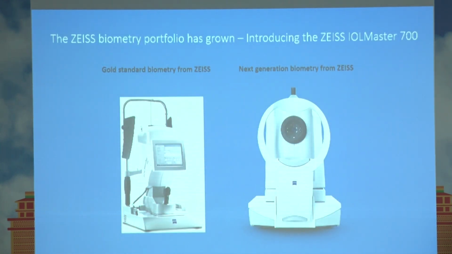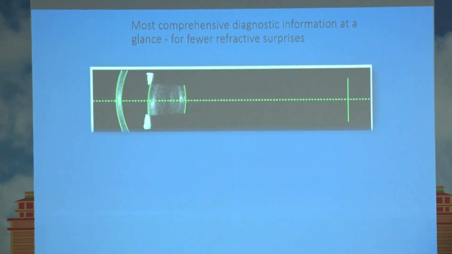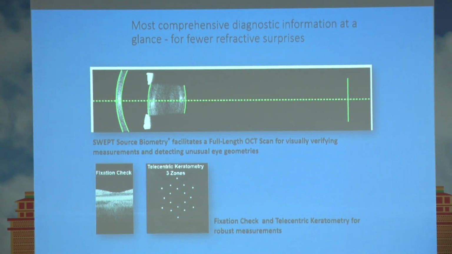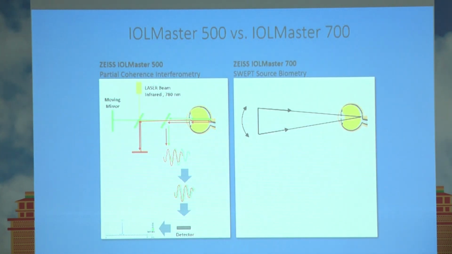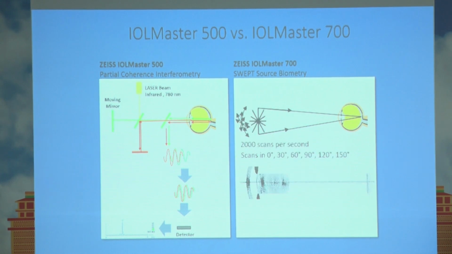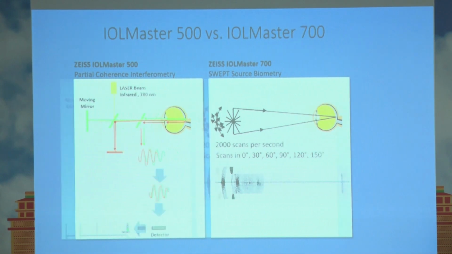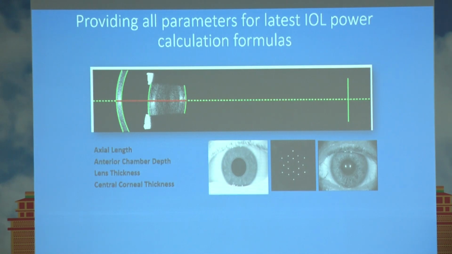So coming to my talk today, about how this has grown from 500 to 700. Basically, it works on different parameters, the first being swept source biometry. Normally the IOL Master 500 works on partial coherence interferometry. The IOL Master 700 works on swept source biometry. It does almost 2000 scans per second. So it works on these parameters, which are very, very important.